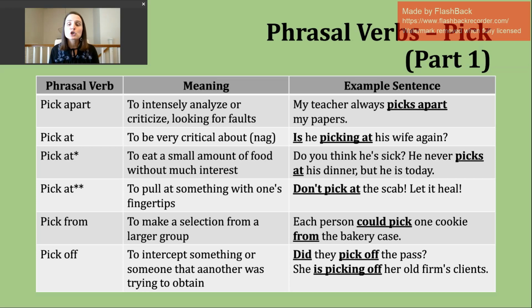And here the sentence, could pick one cookie from, this is an example of past ability. So I've got could, the modal there, and then I'm using the base verb with it.